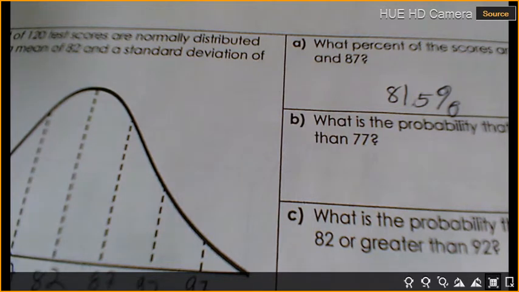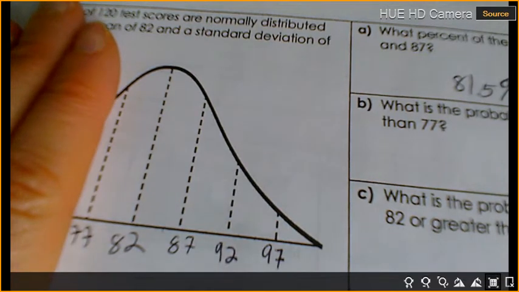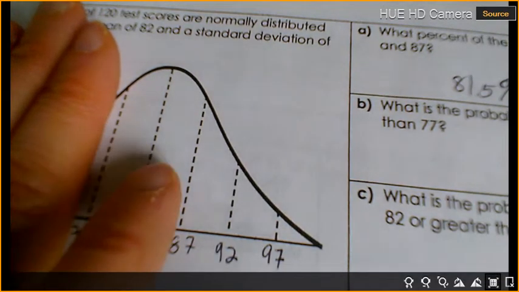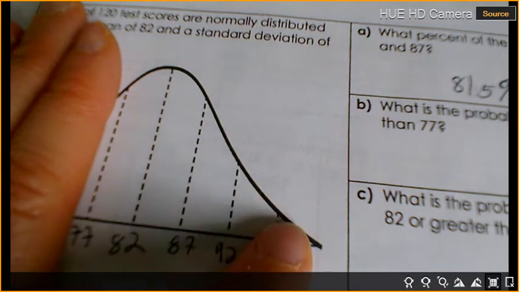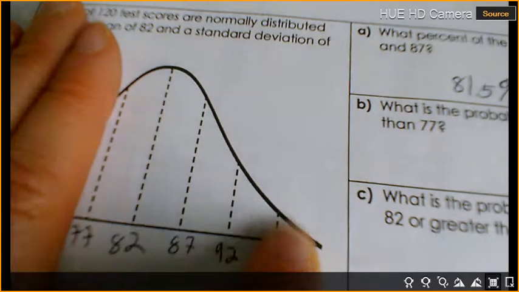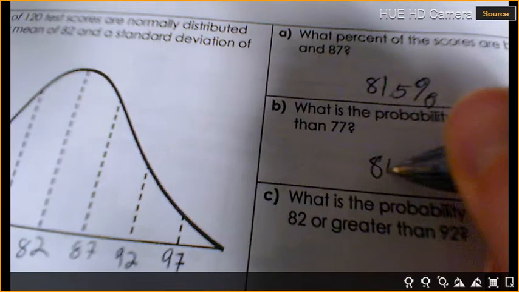Okay. B. What is the probability that a score is greater than 77? Yes. So we get 34, 34, 13.5, 2.35, 0.15. And we get what? We get 84%.